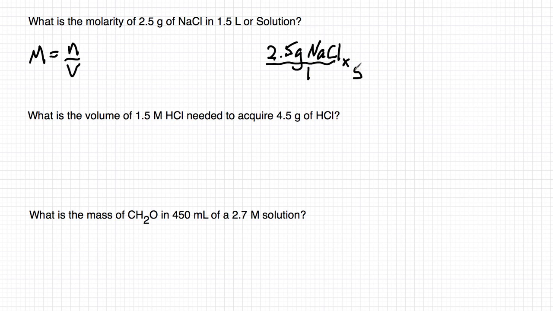And for every 58 grams of sodium chloride, I'm going to get 1 mole. And the 58 grams, of course, is the molar mass for sodium chloride. And my calculator tells me that the answer to that is 0.0431 moles. So that's the number I put upstairs here.